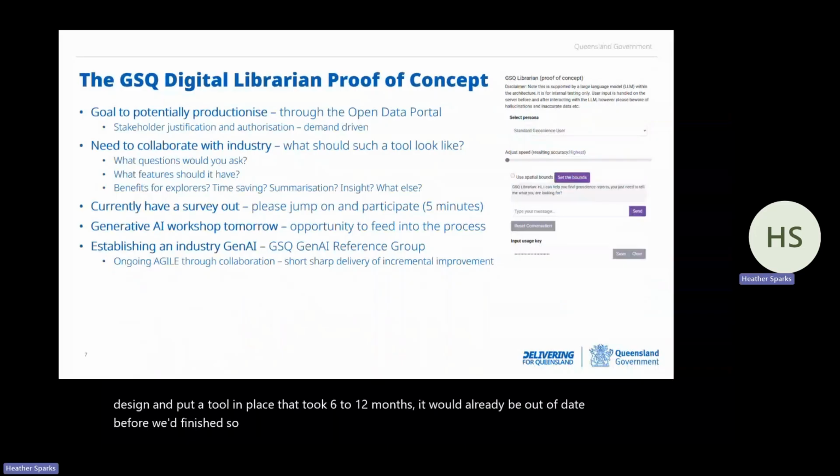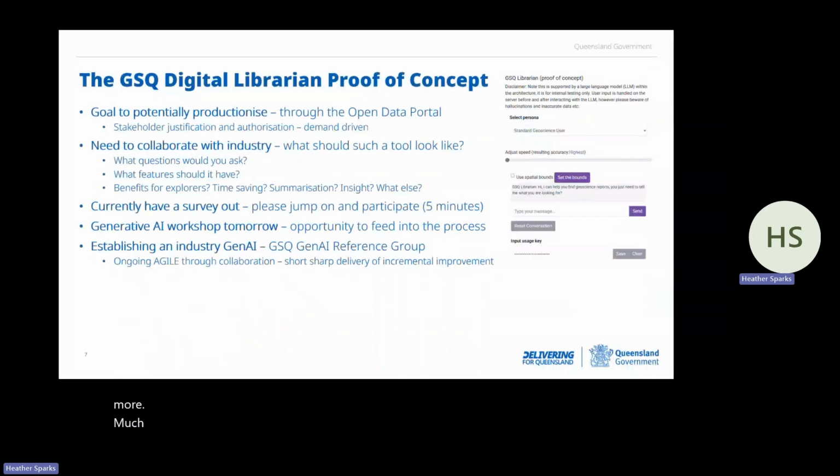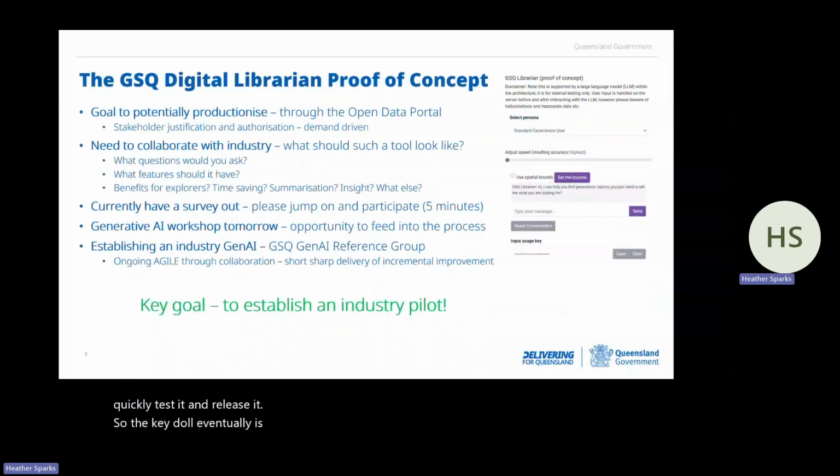So this new paradigm that artificial intelligence is putting in front of us is that we need to work much more closely together. We need to have much faster, agile, quick development cycles. So as capability becomes available, we can quickly test it and release it. So the key goal eventually is to establish some kind of industry pilot.